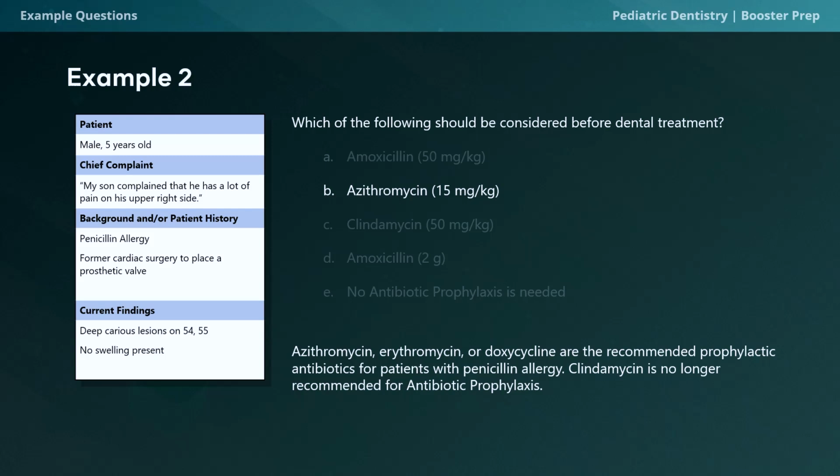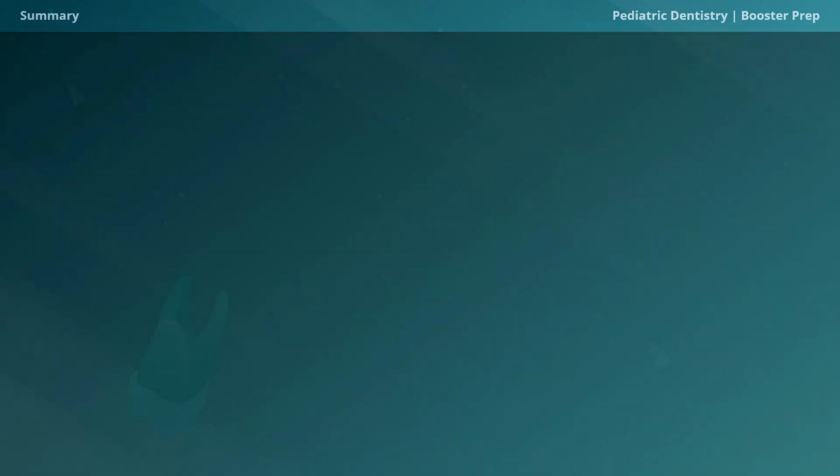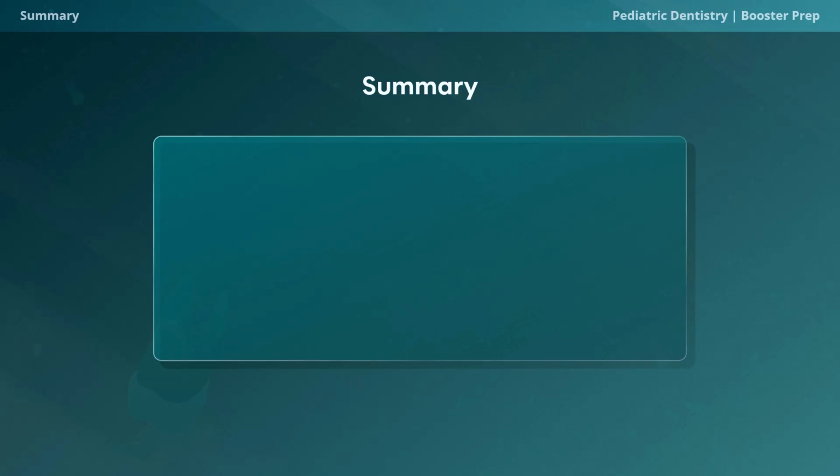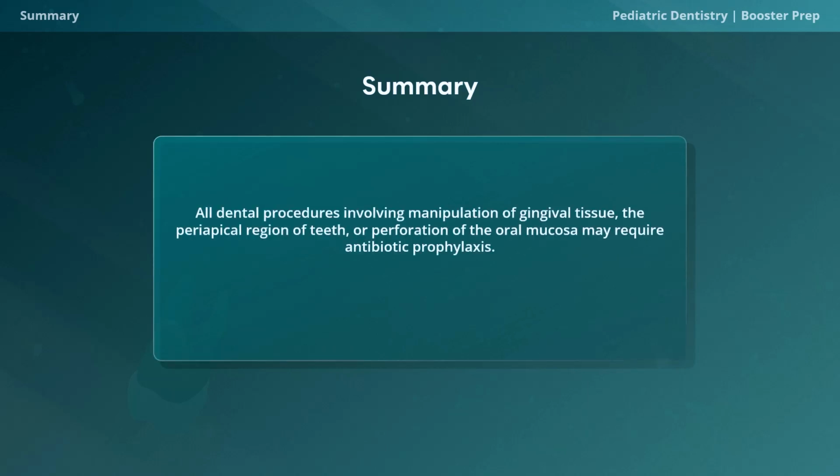Just to summarize today's discussion, all dental procedures involving manipulation of the gingival tissue, the periapical region of the teeth, or perforation of the oral mucosa may require antibiotic prophylaxis. Additionally, antibiotic prophylaxis dosage in children varies from adults, and these are indicated in specific conditions.